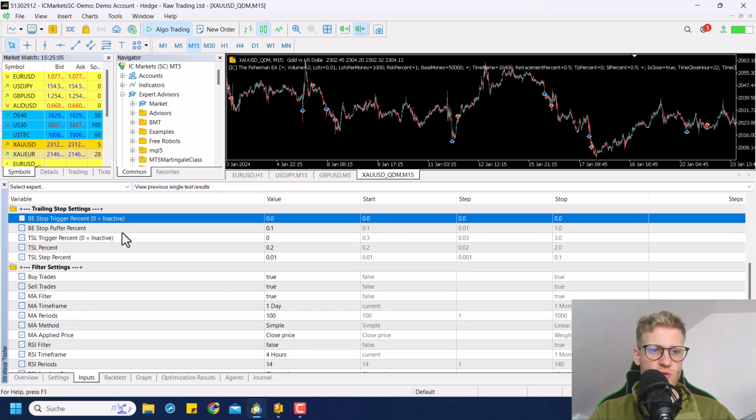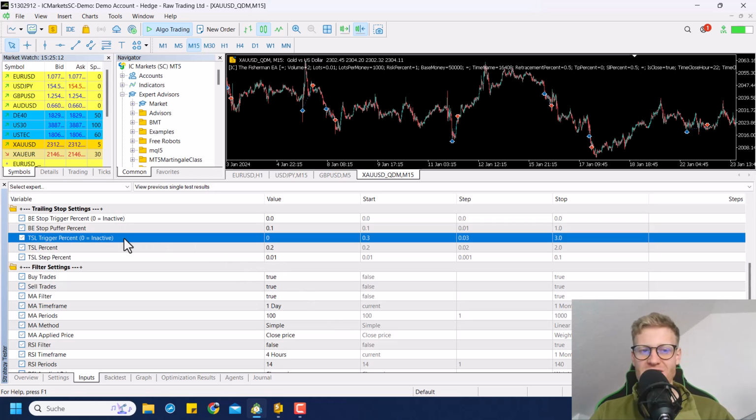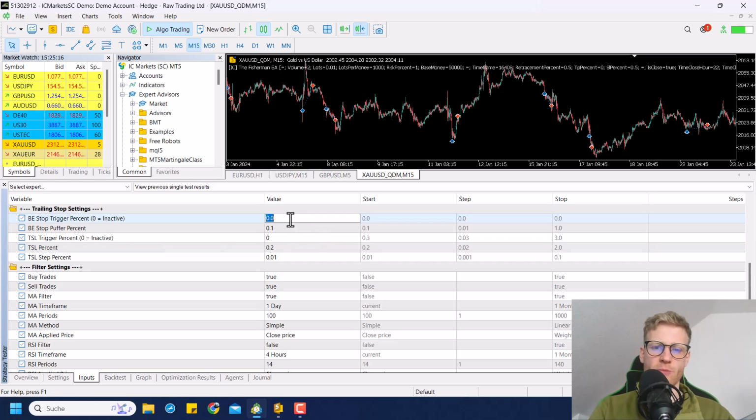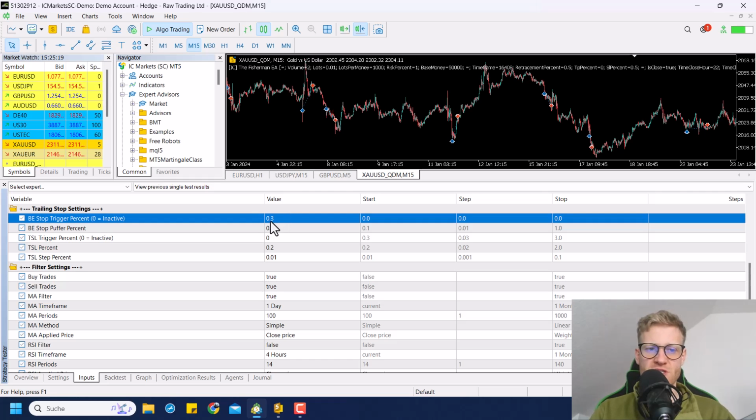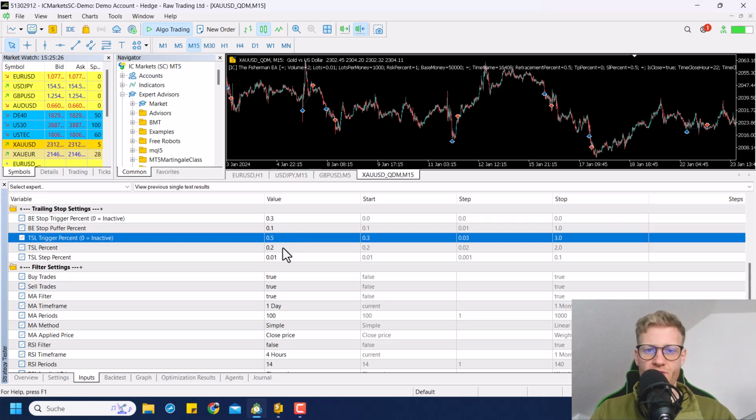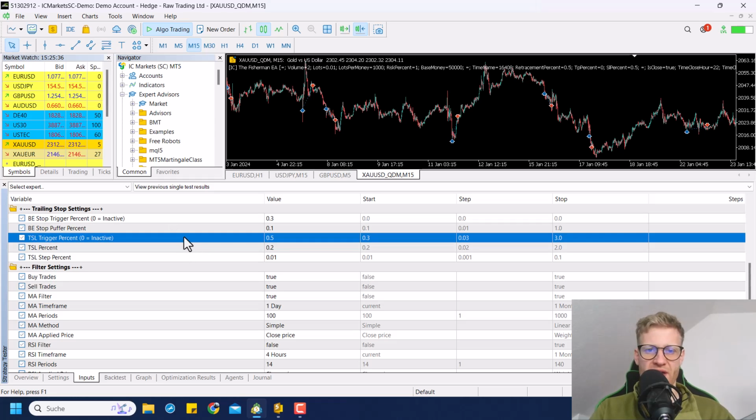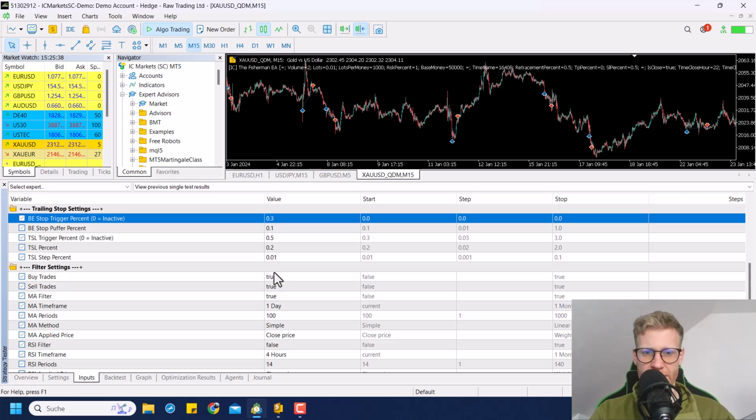Speaking about trailing stop, these are the trailing stop settings. So here you can decide if you want to use a break-even stop and or a trailing stop loss. So for the break-even stop, you can say, for example, I want to have the break-even stop triggered when the price is 0.3% based on the trade open price in profit, and I want to have a following trailing stop loss, which drags the stop loss along as the price goes more into profit. We can also enable these two options here by providing a value greater than 0 for the trigger.